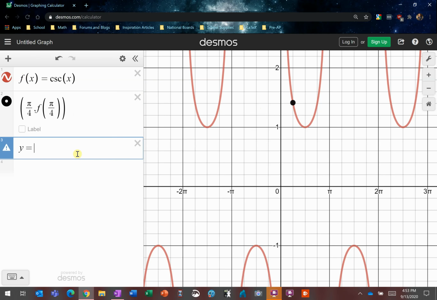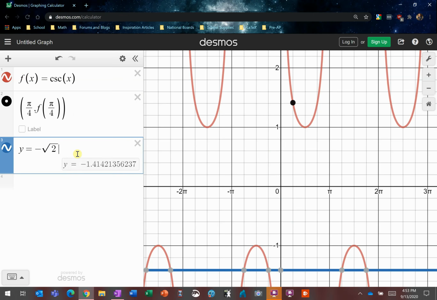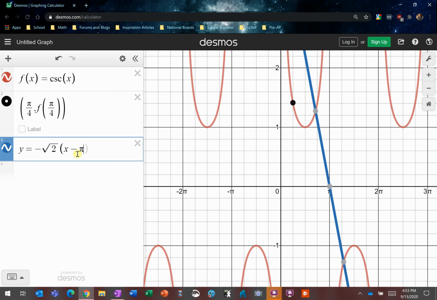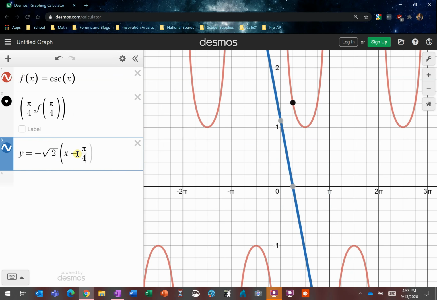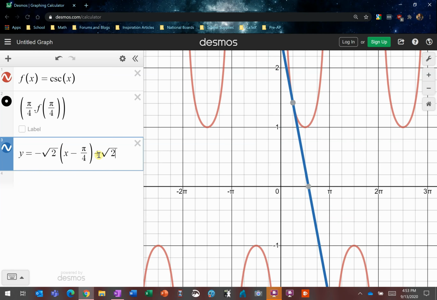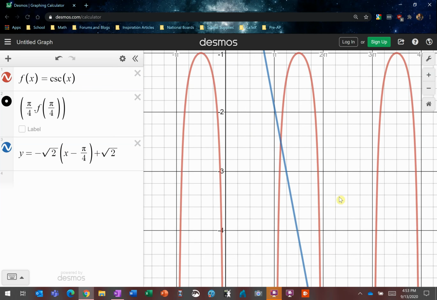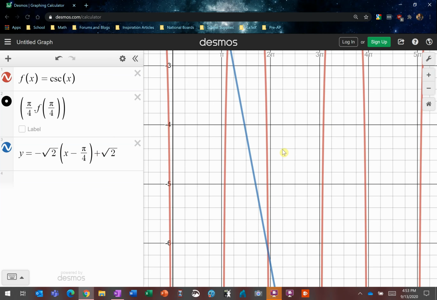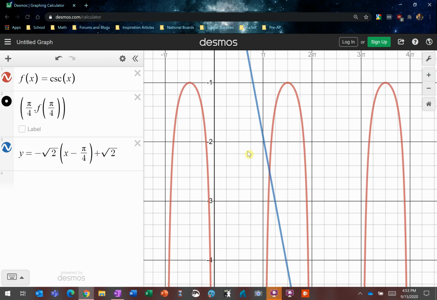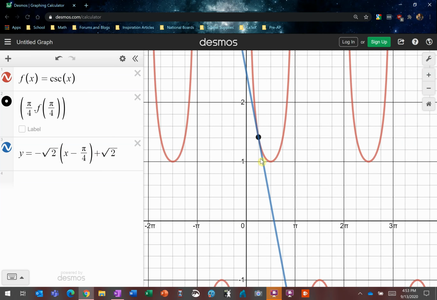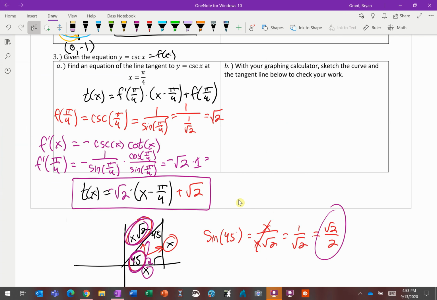So tangent line, we said it was negative square root of 2, parentheses x minus pi over 4. That slope actually already looks really good. Doesn't the slope look like it's the same angle as that point? But we need to shift our line to the actual point, which is plus the square root of 2. And look at that, we have that sweet tangent line. It does, of course, cross this graph. It'll cross it an infinite number of times because eventually it'll hit everything down there. But it is tangent at the point up here because they share the same slope.